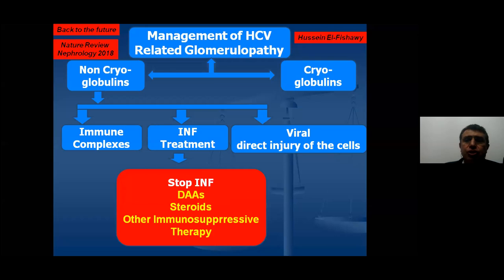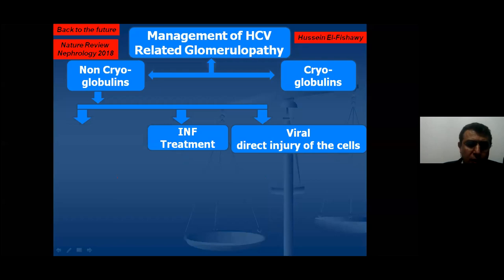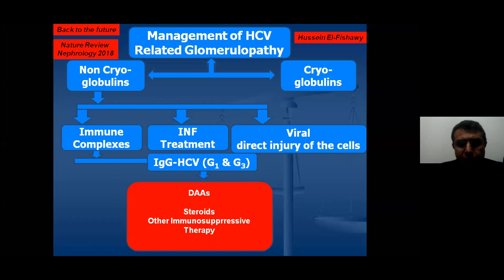Steroids here are the drug of choice; other immune therapy you should wait for until failure of steroids alone. In cases of immune complexes, if it is hepatitis C virus-related IgG, of course, here the situation is direct acting antiviral agents, of course, steroids with a small dose, and other immunosuppressive therapy in special situations.